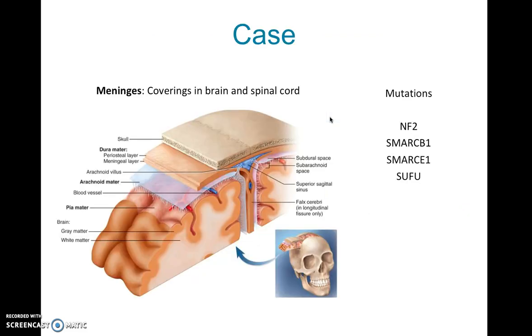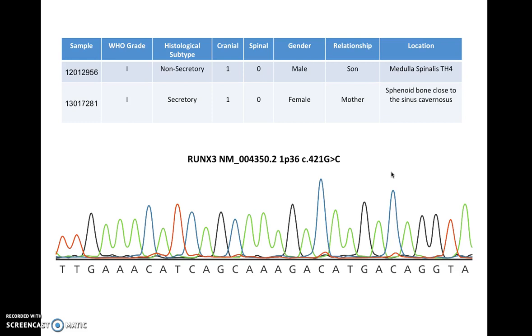None of them have mutations in NF2 or SUFU. It was quite strange, so we thought that there must be another gene that may be causing the disease. So we performed genomic sequencing and we found a genetic variant in RUNX3. The same variant was found in both the son and the mother.